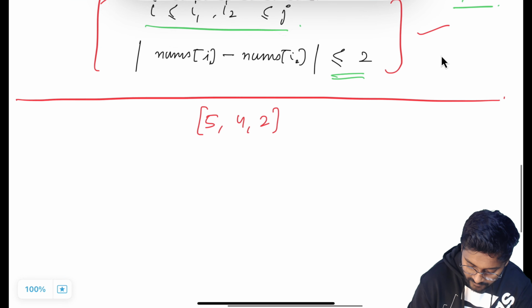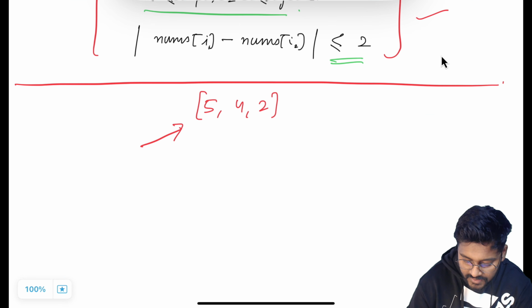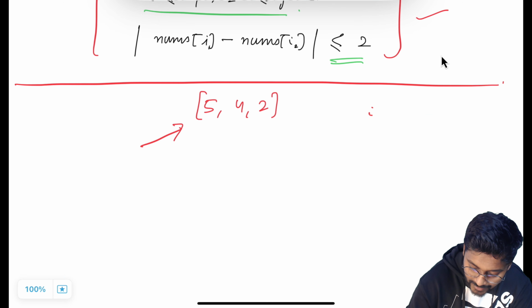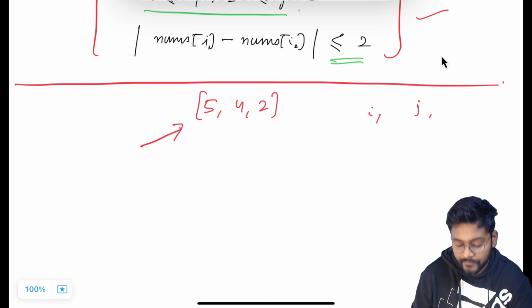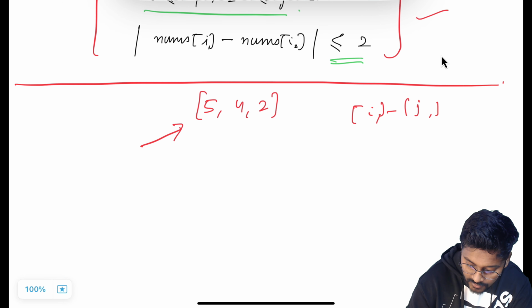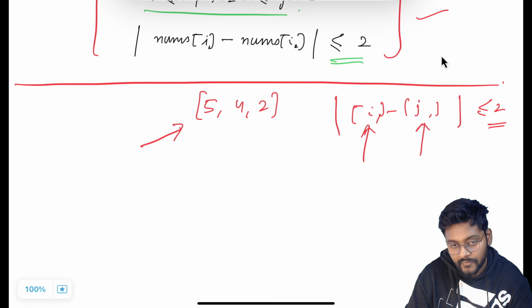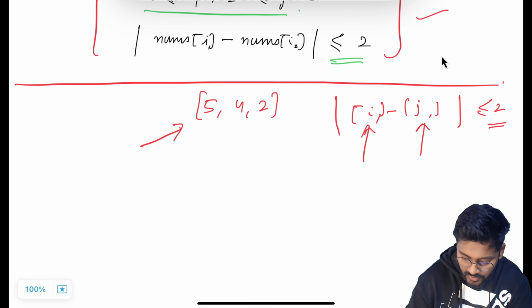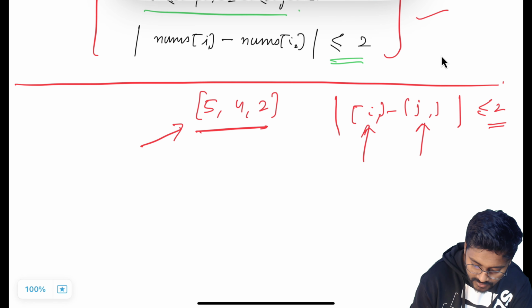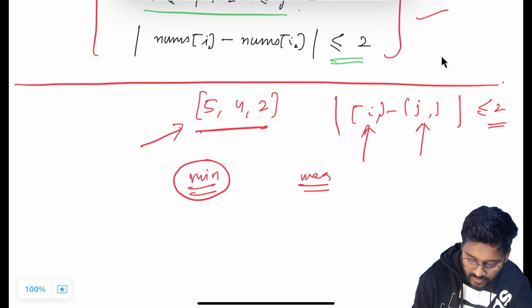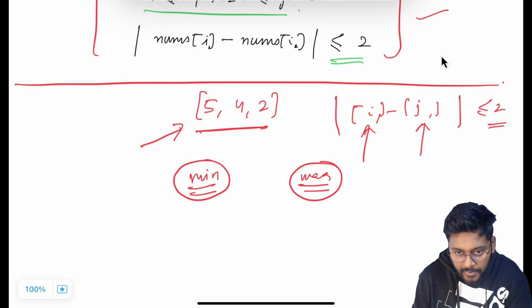Here I will need to further investigate this continuous subarray. Let's say this is the subarray and I want to know whether this subarray is continuous or not. I need to pick two elements. Let's say the two elements are i and j. The magnitude of the difference of their values should be less than or equal to 2. If I pick the two extreme elements of this subarray, the minimum and the maximum, and check the difference between them, no other pair is going to have a difference more than this. I hope you are getting it.